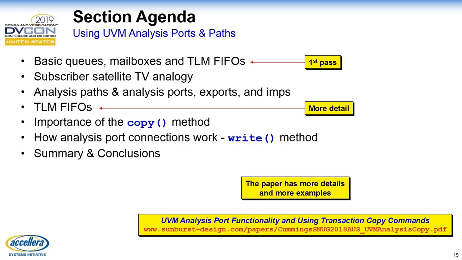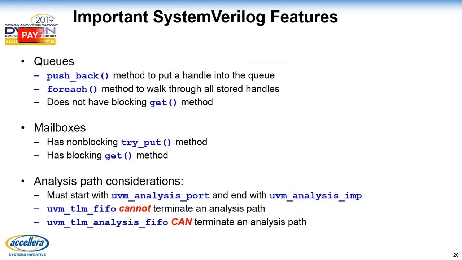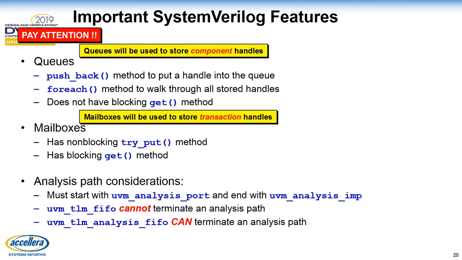And again, there's a paper on the webpage that has all the details on this. And so the paper has more than what we're going to have time to talk about in this section right here. So first, I want you to pay attention. We have queues inside of System Verilog, and these are great to store component handles. We also have mailboxes, and these are great to store transaction handles. Okay. So let's talk about those.